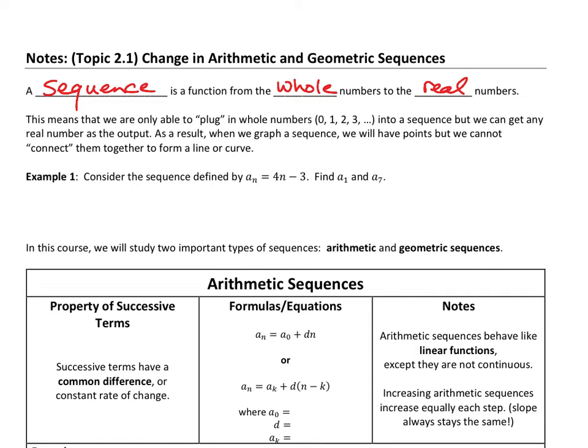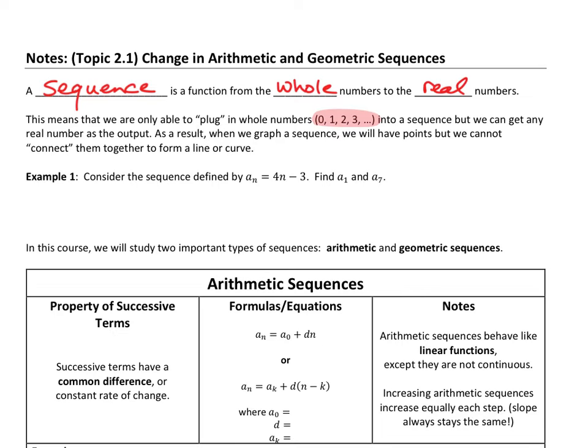Normally, functions go from real to real, but since we're going from the whole numbers to the real numbers, that means we can only plug in whole numbers. Like 0, 1, 2, 3, 4, 5. Notice there's no negatives. Notice there's no fractions. There's no decimals. Just the whole numbers.